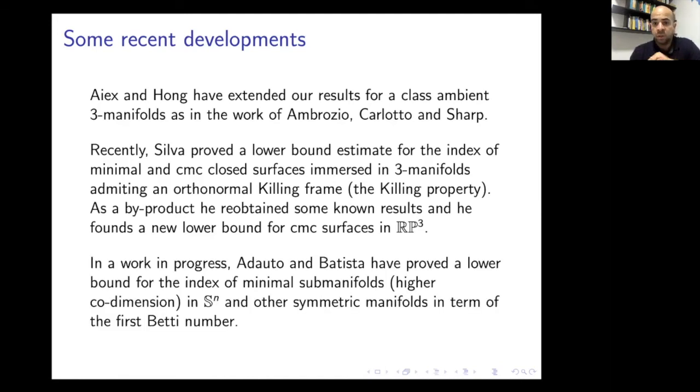And in a work in progress, Adalto and Batista have proved a lower bound for the index of minimal submanifolds of higher codimension in the sphere, and also in other symmetric manifolds, in terms of the first Betti number.